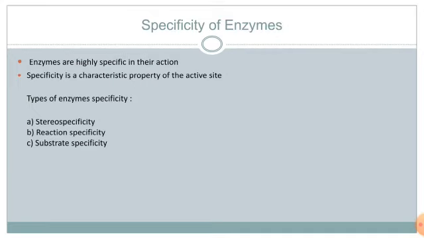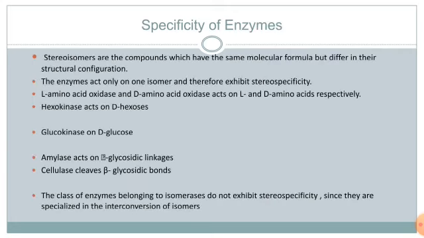The types of enzyme specificity: stereospecificity, reaction specificity, and substrate specificity. See, in stereospecificity, stereoisomers are compounds which have the same molecular formula but differ in their structural configuration. Enzymes act only on one isomer and therefore exhibit stereospecificity.